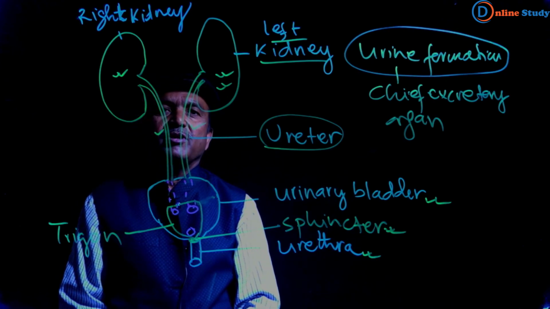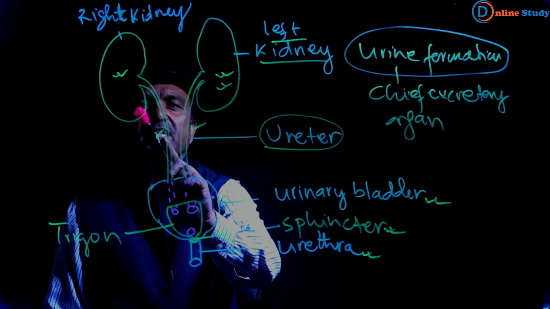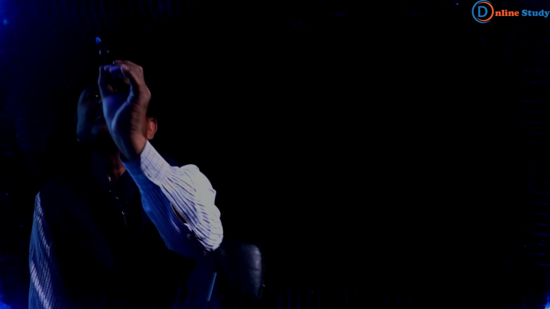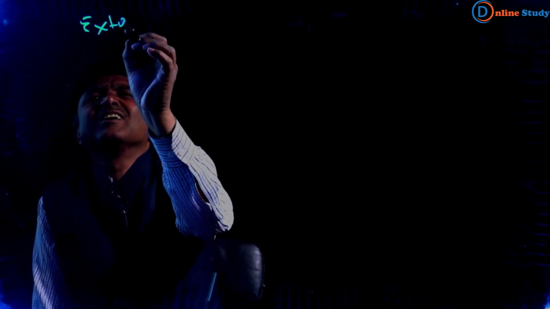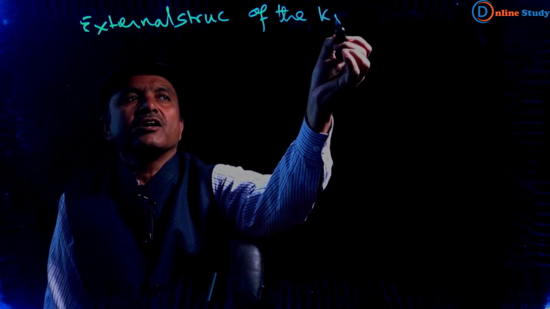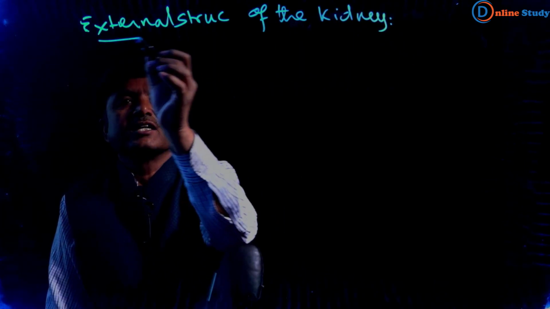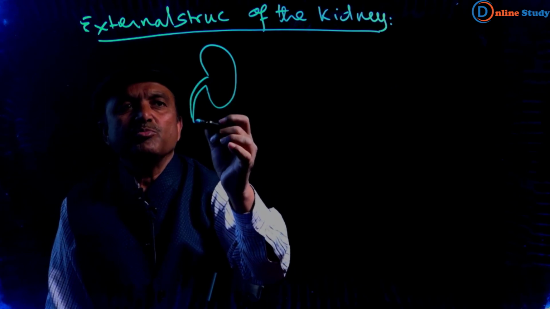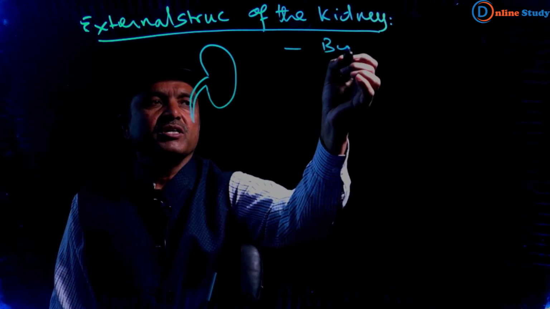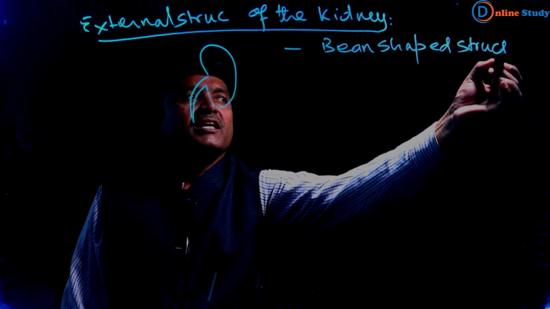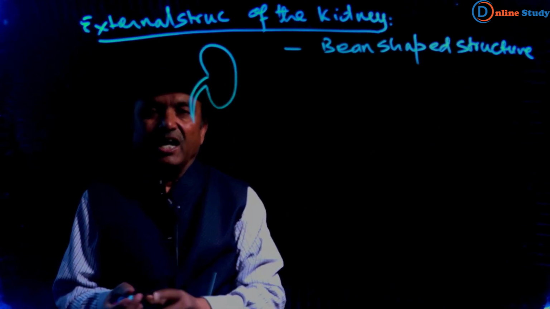Now let us discuss the structure of the kidney. First, the external structure of the kidney. We have already drawn this structure. The kidney is a bean shaped structure.